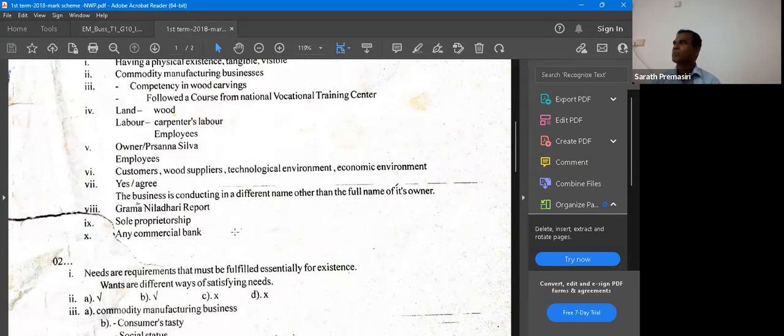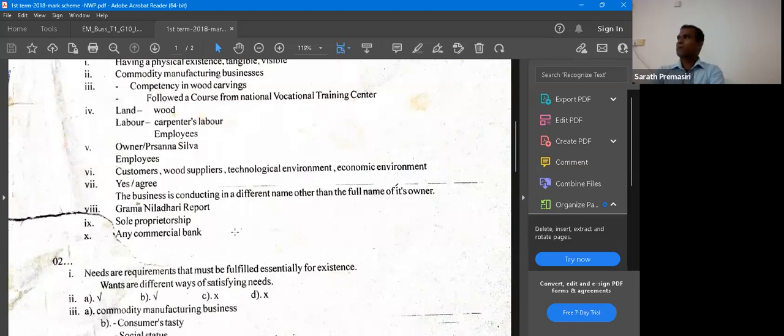Needs are requirements that must be fulfilled essentially for existence. Wants are different ways of satisfying needs. Then you are getting 2 marks.